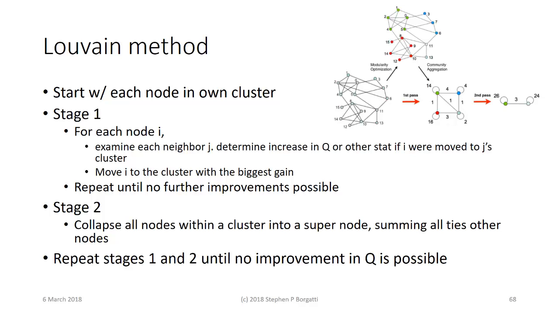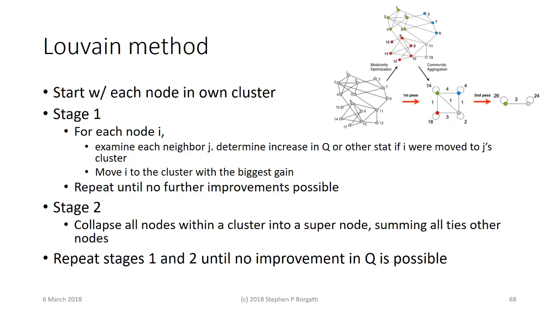So you start with every node in its own cluster. So that's just like hierarchical clustering. Then it has a stage 1 and a stage 2. Stage 1 is just like Newman community detection. For each node i, it examines each of their neighbors j and says, if I move i into j's cluster, would it increase my Q? And it tests it for each neighbor. And if it finds one that will actually increase its Q, it will move i into the neighbor's cluster.